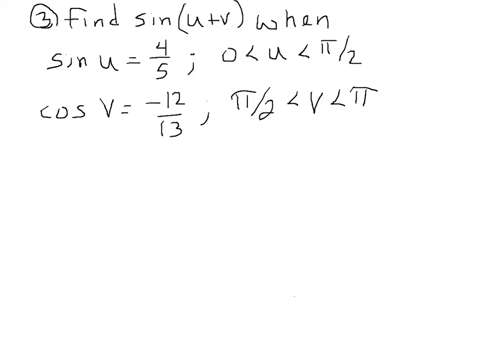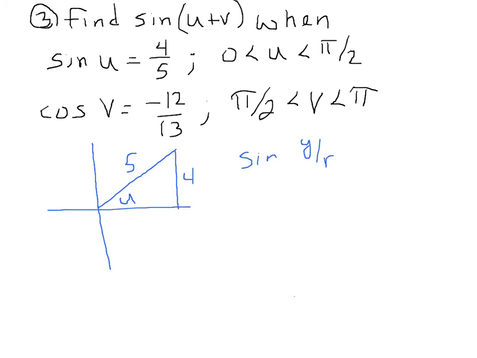I need to figure out the cosine of u, and I'm going to need to know the sine of v. So I'm going to start with u. U is in the first quadrant. So I can think of it in terms of the triangle and the sine being opposite over hypotenuse. Or I could think of sine as, remember, being y over r, and use x squared plus y squared equals r squared. In either case, I should be able to figure out what the cosine of u is going to be, what the x value is.